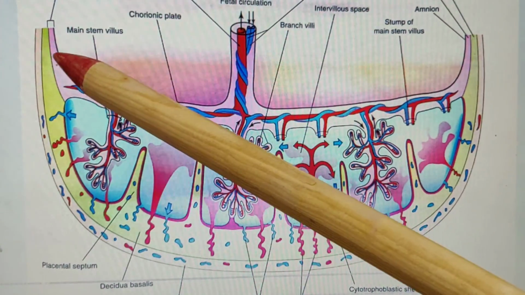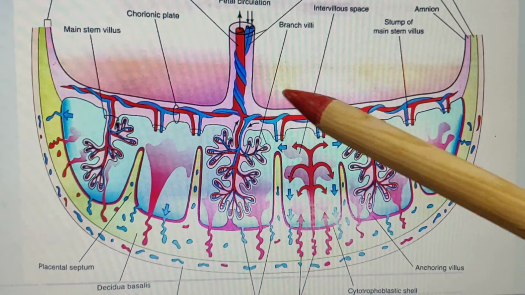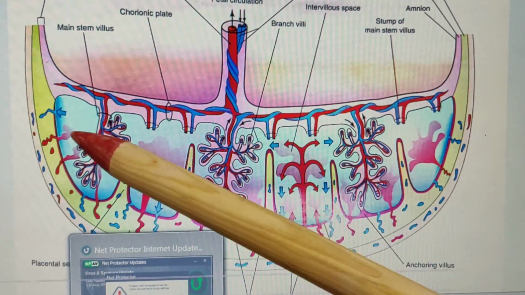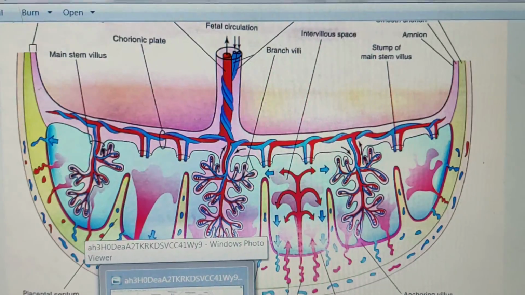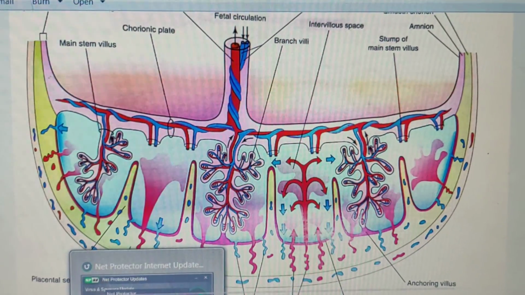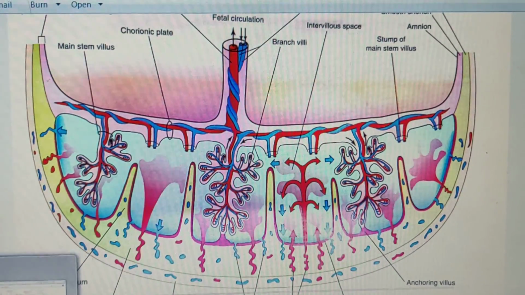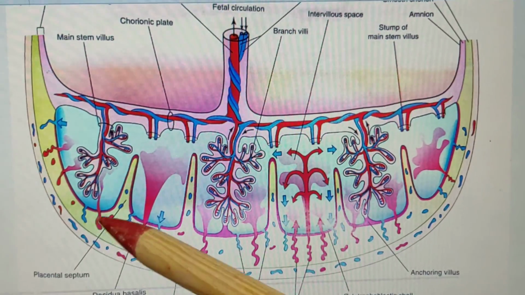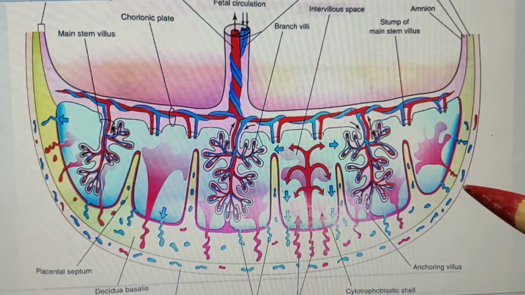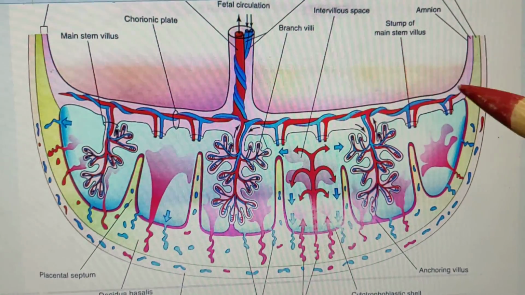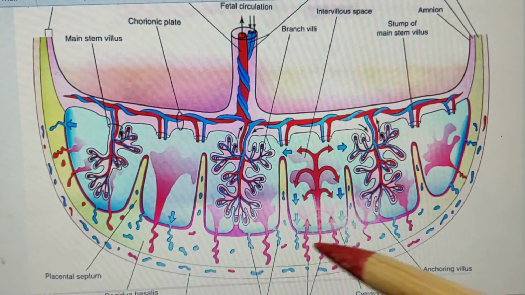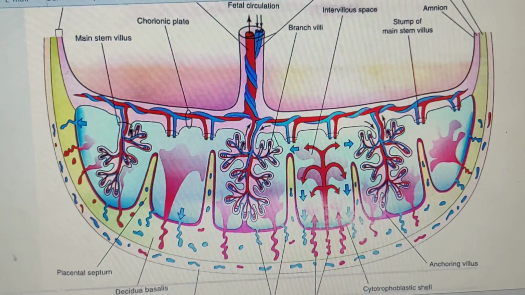So, if you remember, this is the fetal surface and this is the maternal surface. We will discuss this diagram later on.